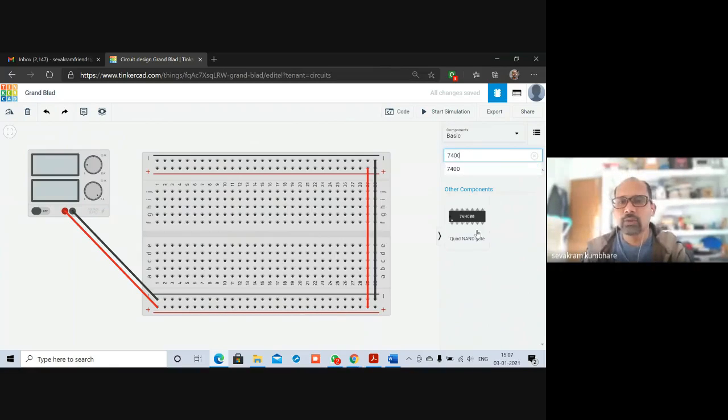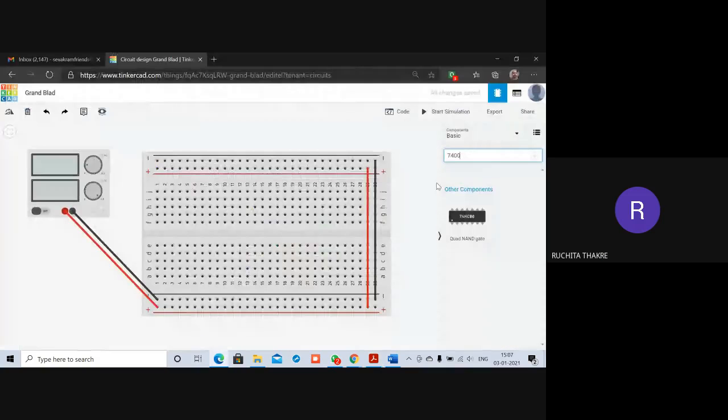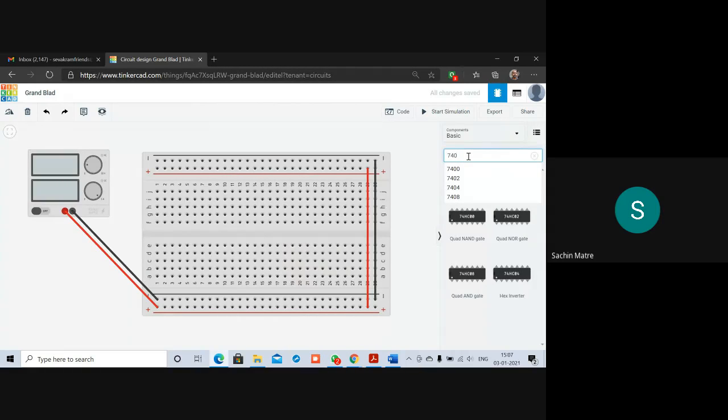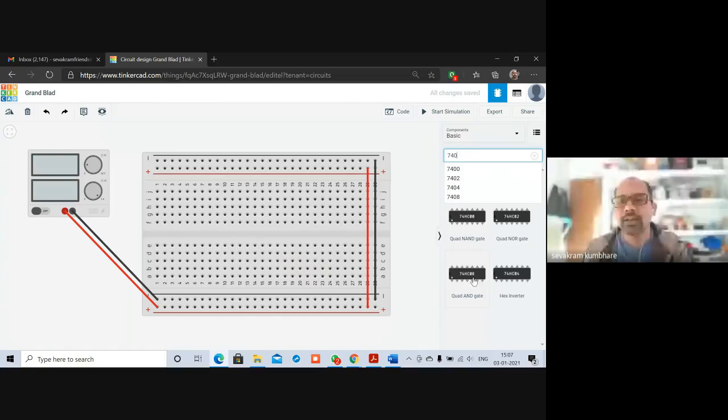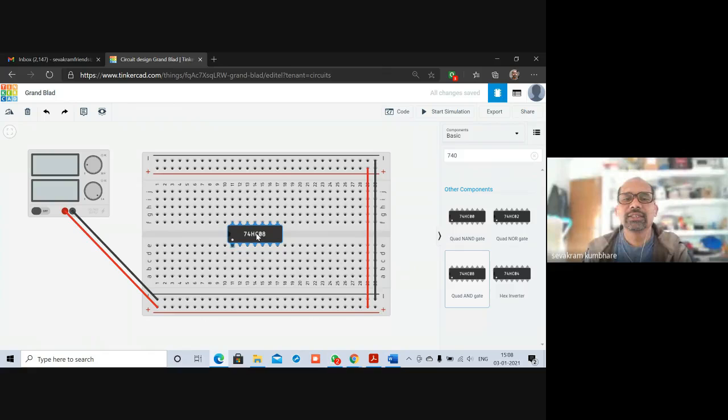Now I am going to take 7400. But this is called a NAND gate. So what IC number did you tell me? What I want is the AND gate. 7408. So the IC number is 7408 for the AND gate. Okay.